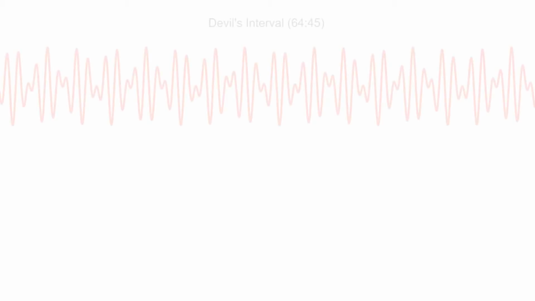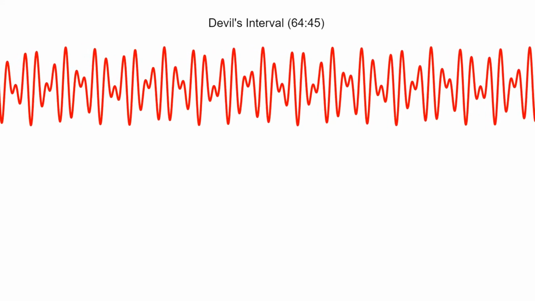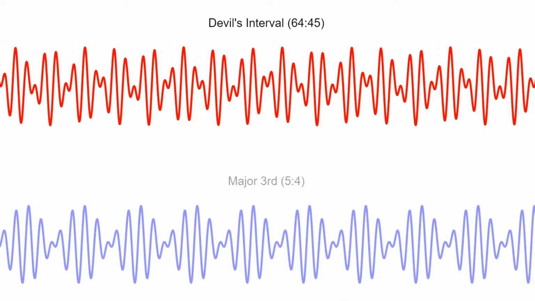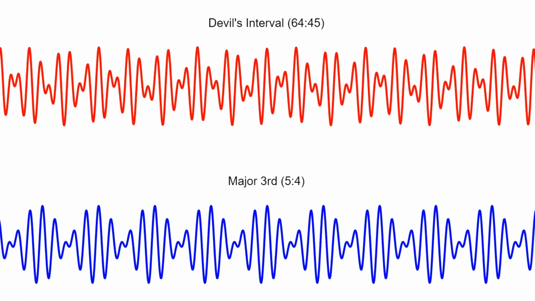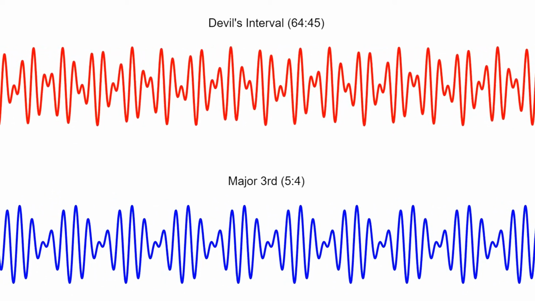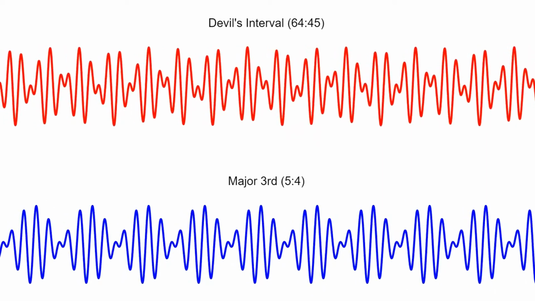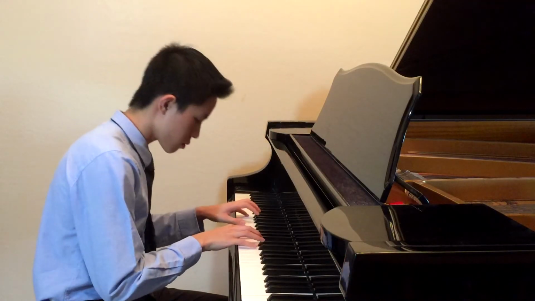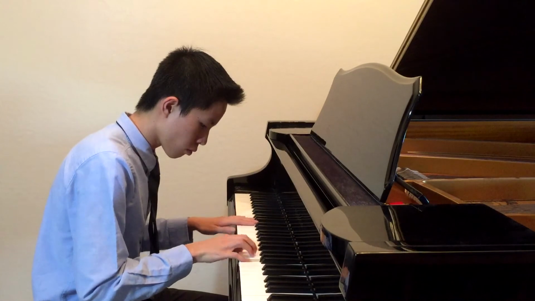The reason why it sounds so dissonant is because the ratio of frequencies is 64:45. Compared to the 5:4 ratio of a major third, this interval is a lot more complex, and complexity adds tension. This combination of tension and resolution is what makes the music we listen to every day. So the next time you're listening to music, maybe you'll appreciate the math behind it as well.